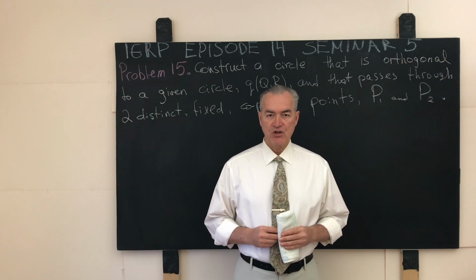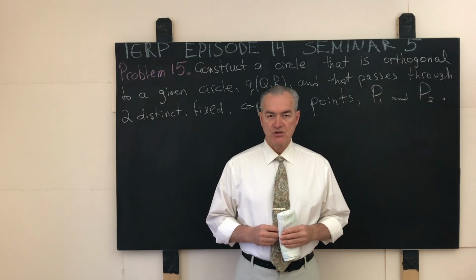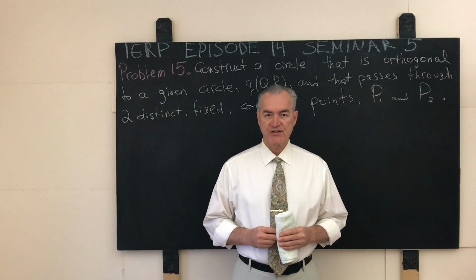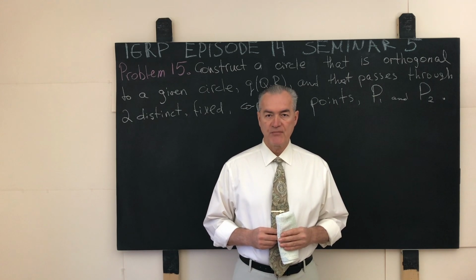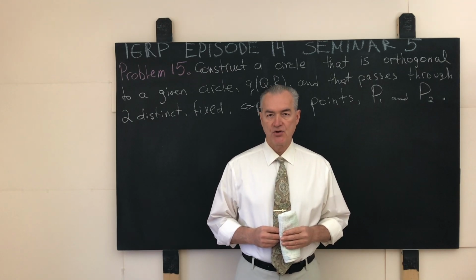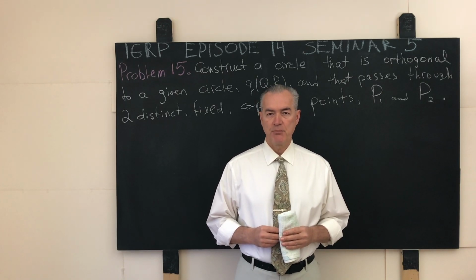To that end, in the current problem, problem number 15, we're asked to construct a circle that satisfies the following two constraints. That solution circle should be orthogonal to a given circle, and it should also pass through two given fixed, distinct coplanar points P1 and P2.